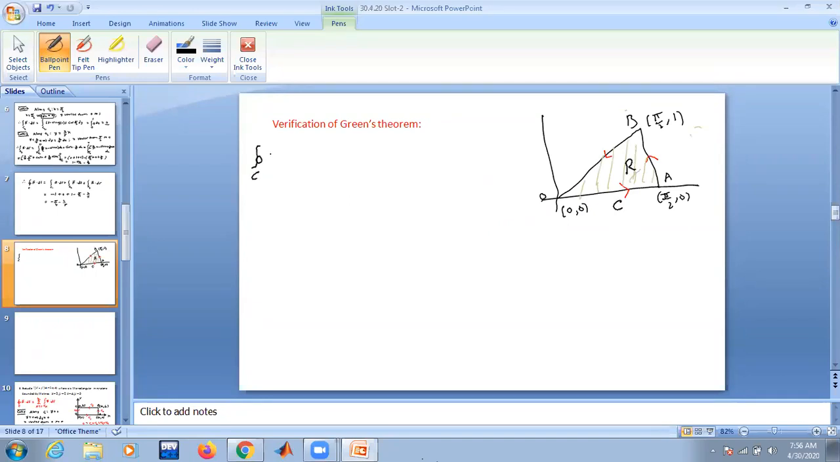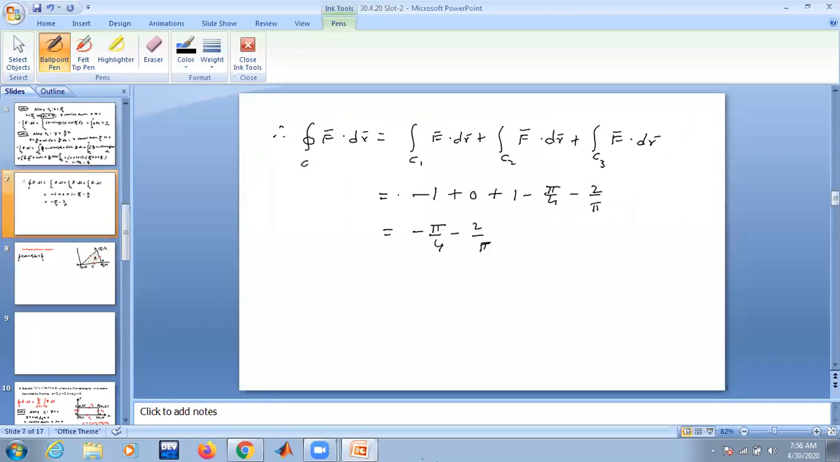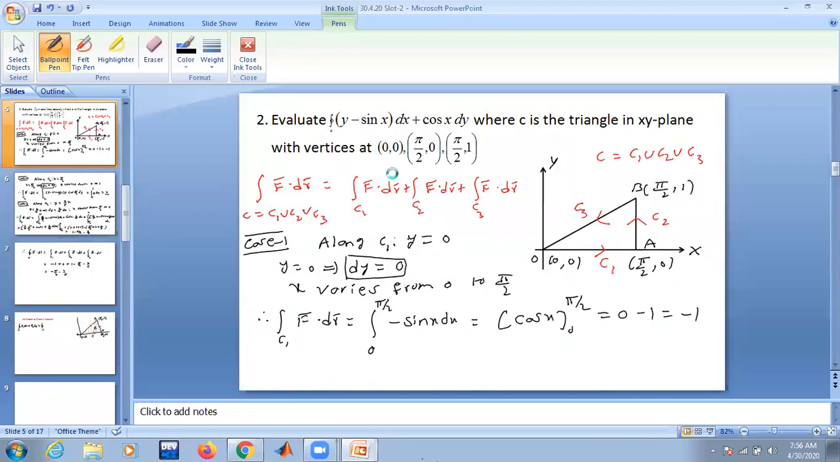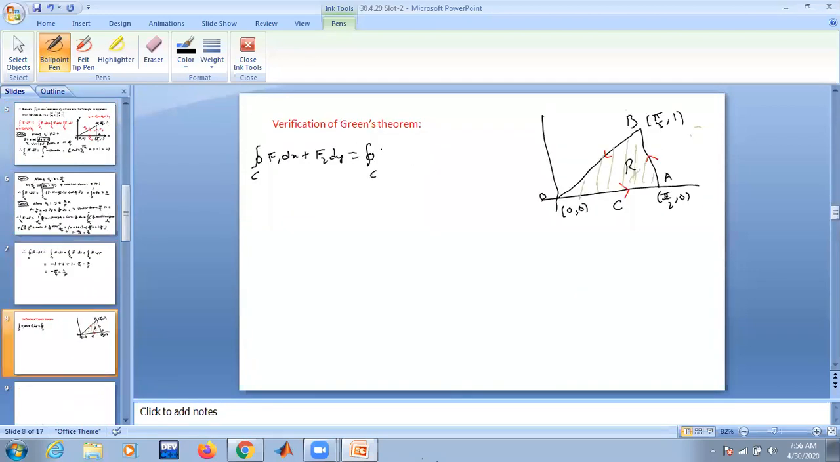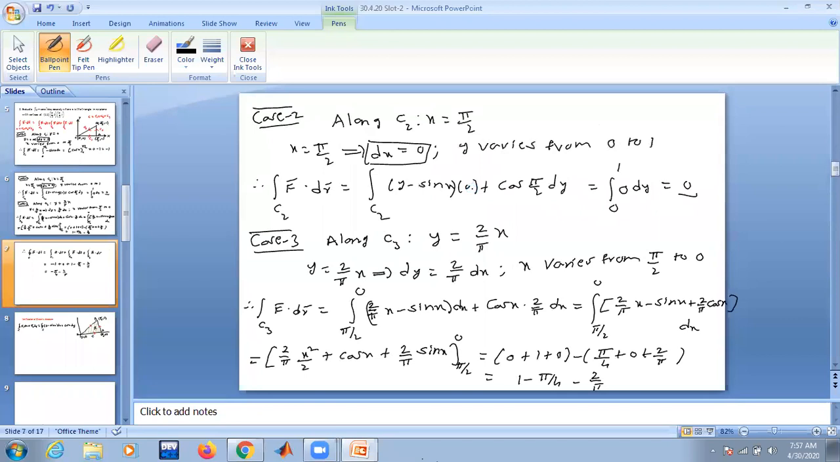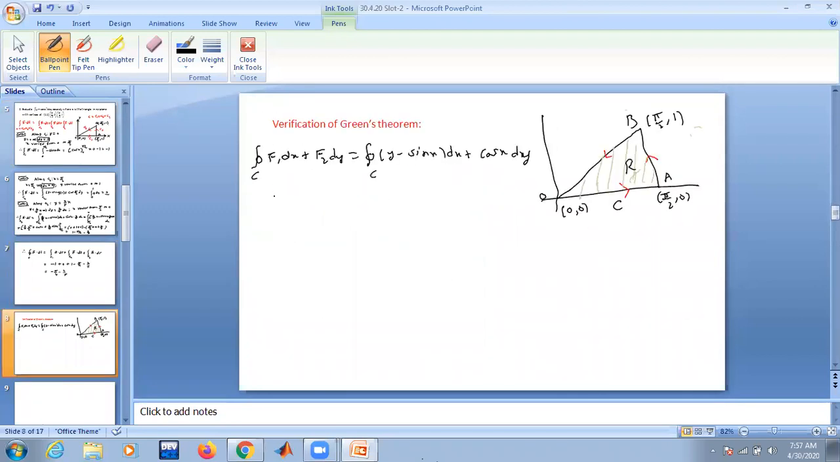Integral over C of f1 dx plus f2 dy, which is the integral over C of (y minus sin x) dx plus cos x dy. So therefore, f1, the coefficient of dx, is y minus sin x, and f2, the coefficient of dy, is cos x.